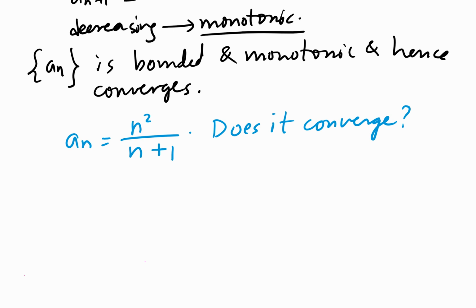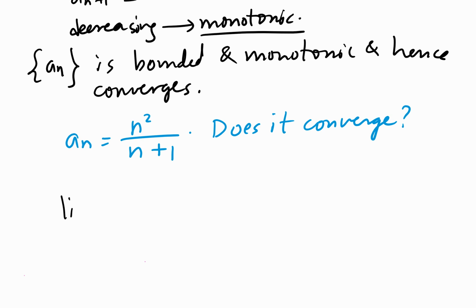So the first thing: what happens when n goes to infinity? That's what we did in the previous problem, for example. When n grew to infinity, the 1 over infinity went to 0. So it was bounded by 0, and the maximum value was 1. So we knew it was bounded.